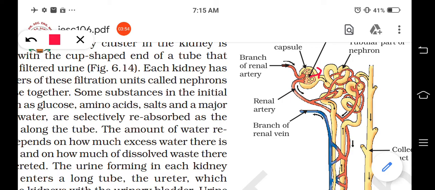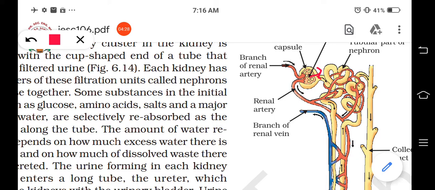Bowman's capsule is what? It's a cup shaped structure. And in that, what is kept? Glomerulus is there in each of the nephrons. So when blood passes through this glomerulus, many of the components, useful and waste materials, because the blood is passed with high pressure, many of the components will get squeezed out, and it will get collected where? In the Bowman's capsule.